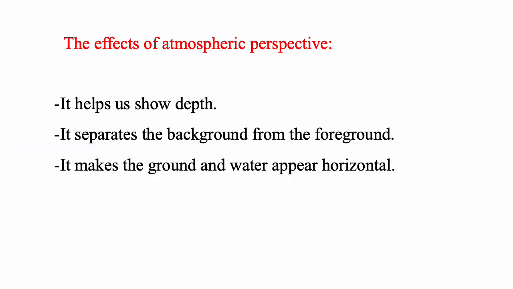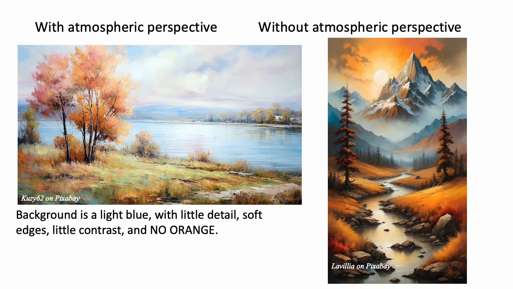It shows depth. It separates the background from the foreground and makes horizontal surfaces like ground and water really look horizontal. And I'll show you a few other places where we can use atmospheric perspective. Let's compare this picture with atmospheric perspective to one without. In the distance, we see that it's a light blue with little detail, soft edges, little contrast, and no orange.